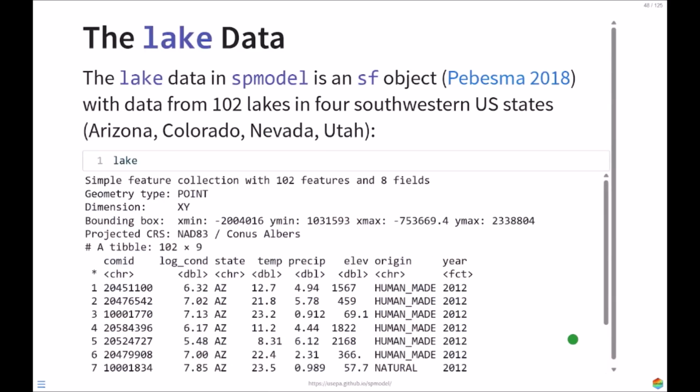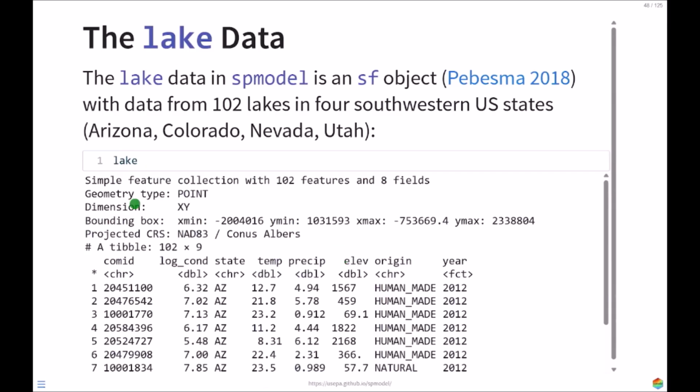So we're going to explore using spmodel to do some of this stuff using the lake data. The lake data comes packaged with spmodel. It's an SF object. It has data from 102 lakes in 4 southwestern U.S. states: Arizona, Colorado, Nevada, and Utah. SF objects are really cool. They are the modern SP object. In short, what they do is enhance a data frame or a tibble to include geographic information. That's the long and the short of it. You append geographic information to your data.